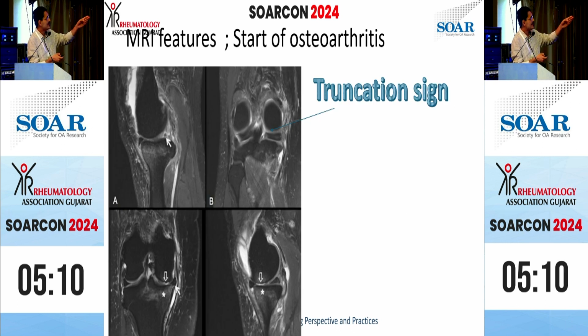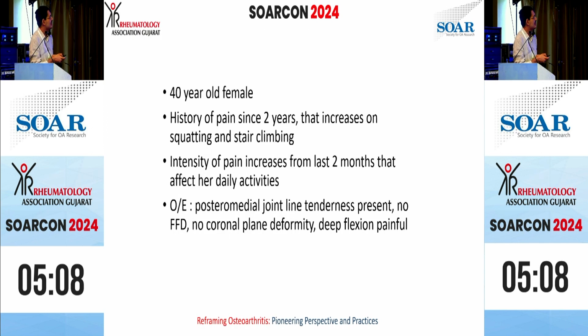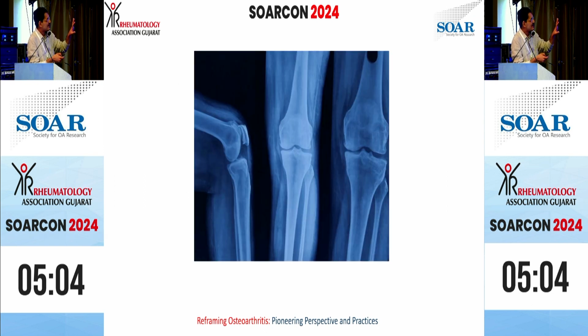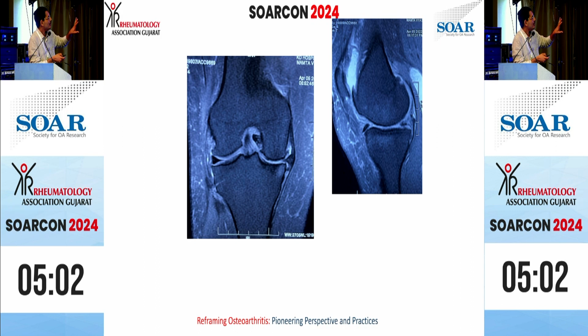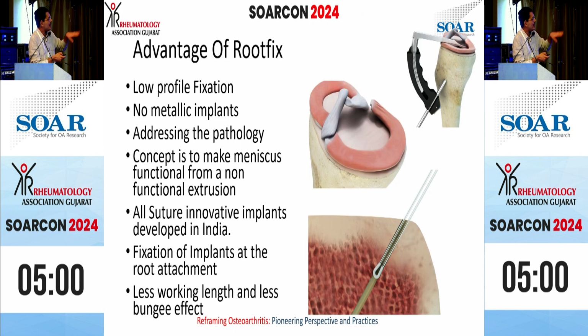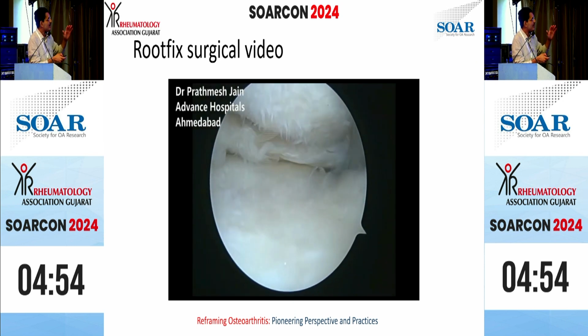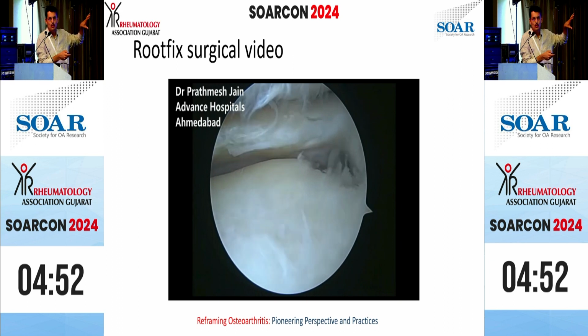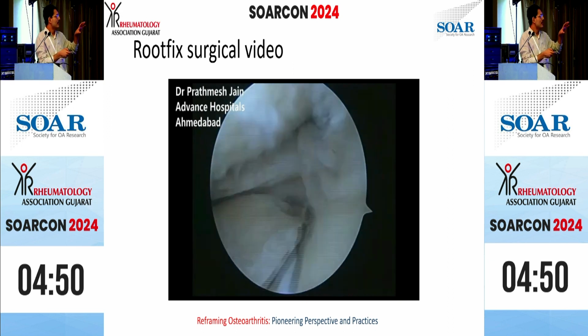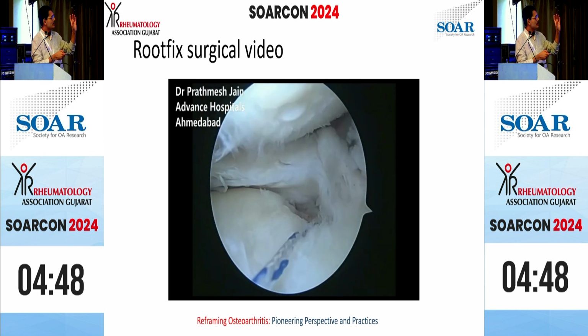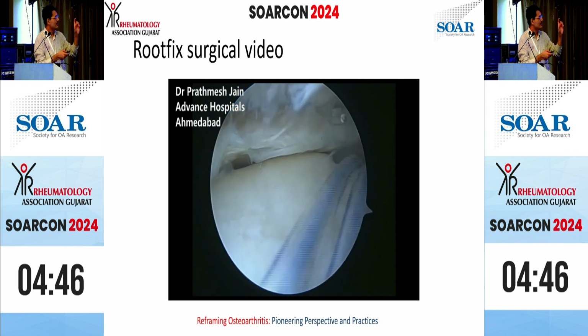There is another sign in the MRI which is called a truncation sign. Now, just a small case of a 40-year-old female, presenting with early OA, and these kinds of pictures, root tear with extrusion. So this is the anchor that we use, and this is a small video. So again we see that the joint is starting to degenerate, and there is a root tear, and we just use the anchor into its place in a retrograde fashion.